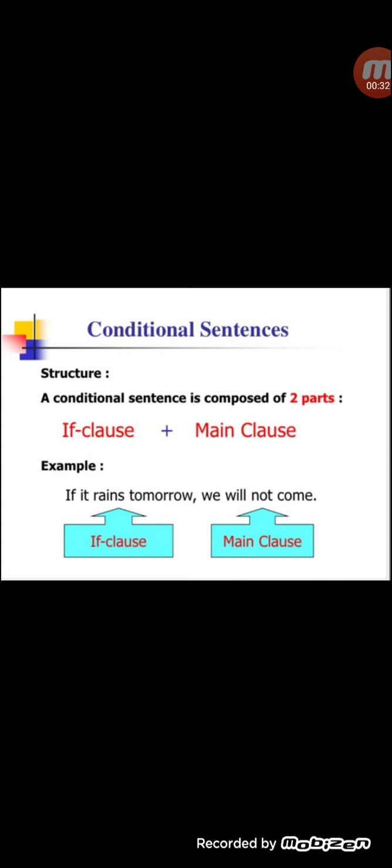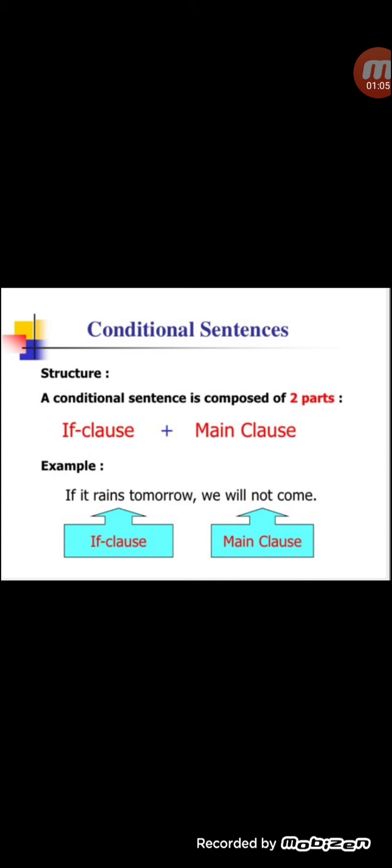parts. There are two parts in conditional sentences. First one is the if clause and second one is the main clause. Here we can also observe the if part, and its result is the main clause. Okay. Here we can find two parts in a conditional sentence. First part is the if part and second part is the main part, or we can also call it the result part.